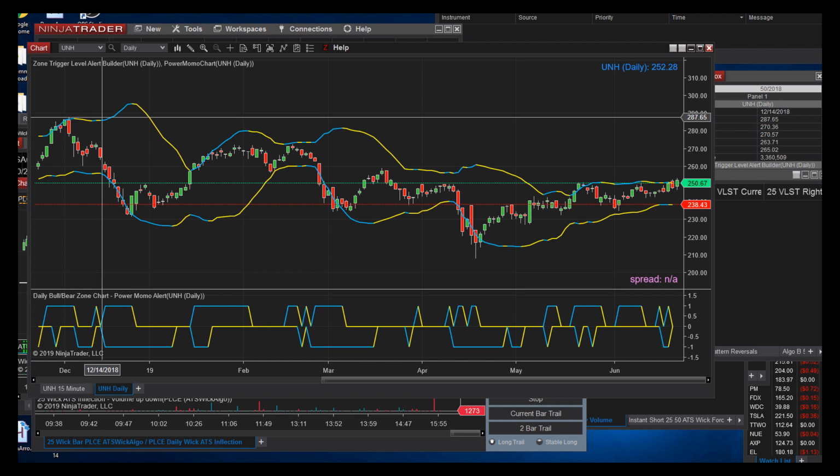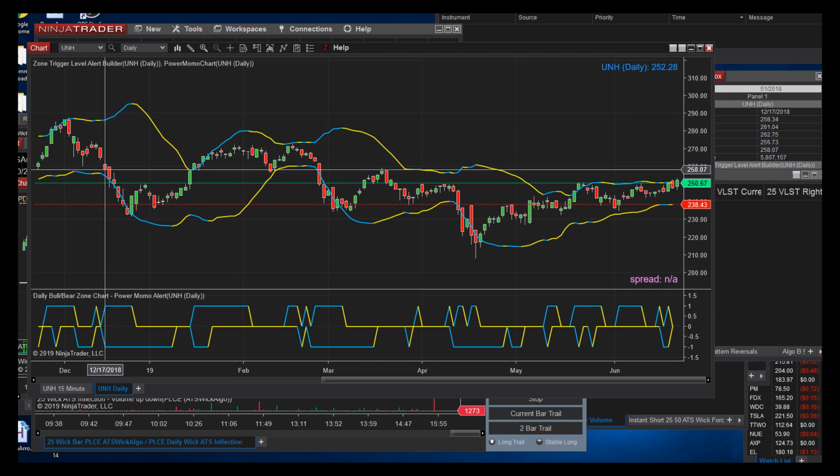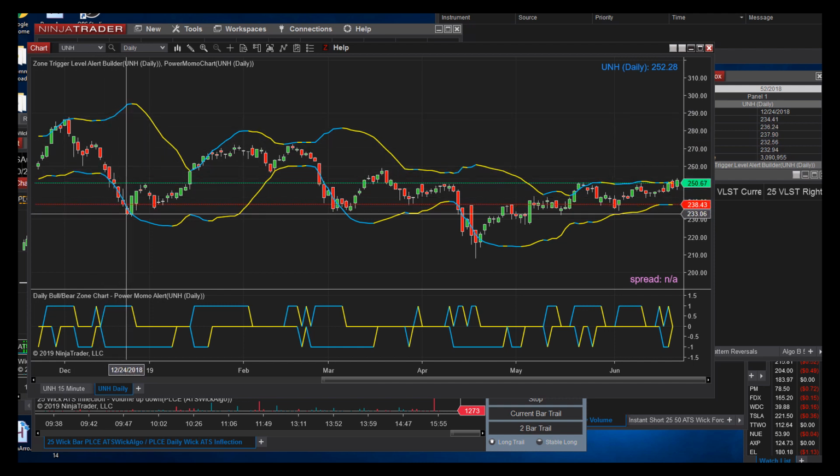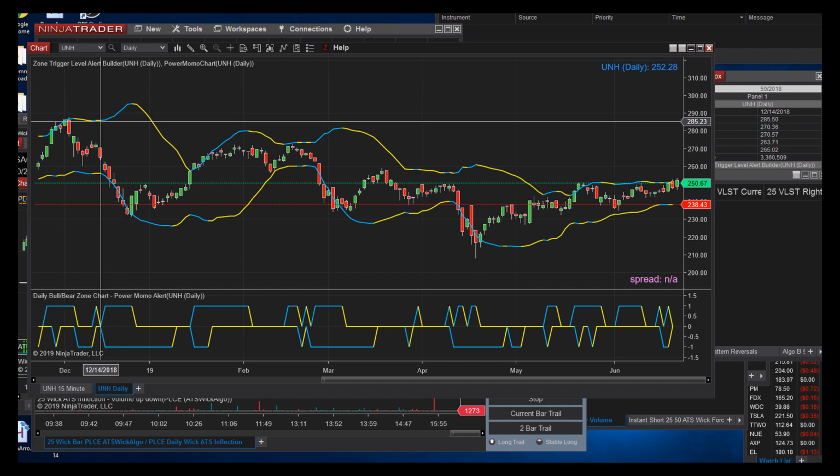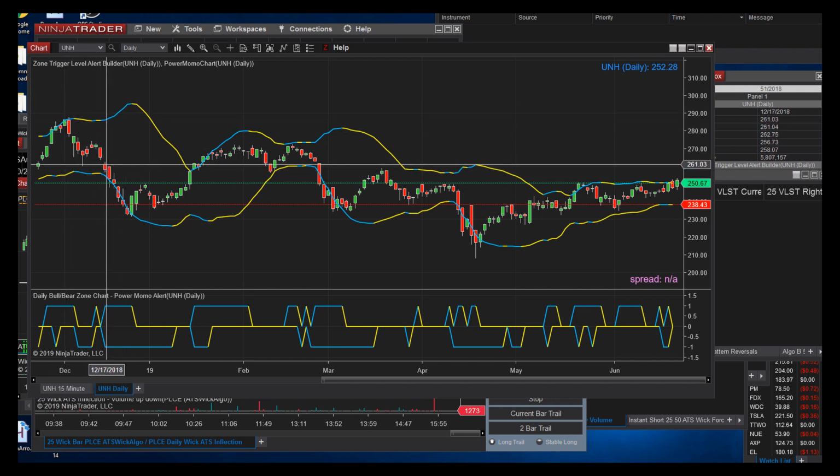Like right here, this came in on this bar, and then you had multiple days down. This would have been around $255. This went all the way down to $232 in 3 days. That's what this is designed to do. It can be run on the end-of-day data.